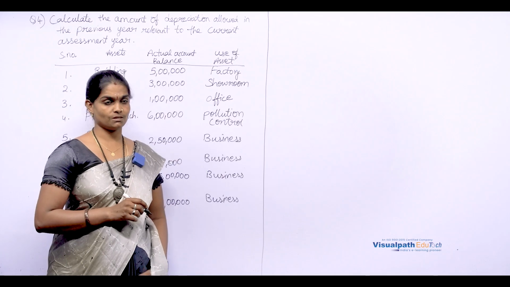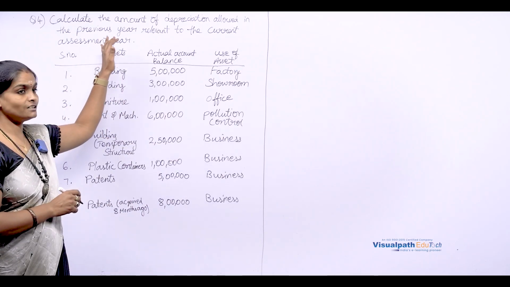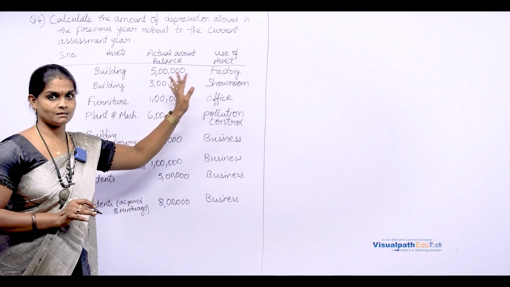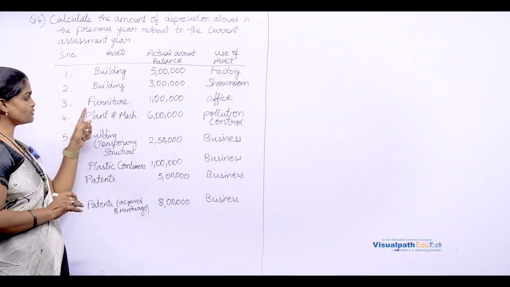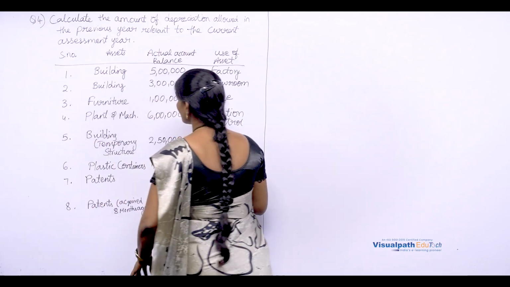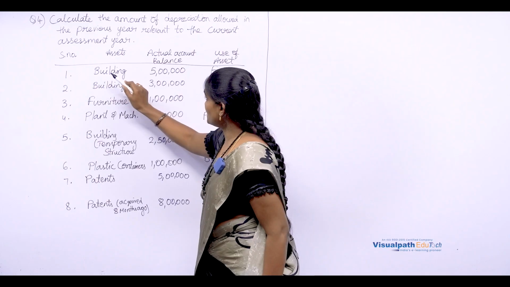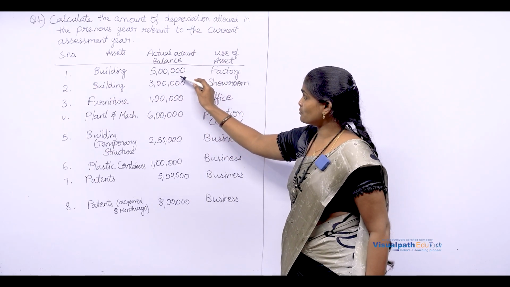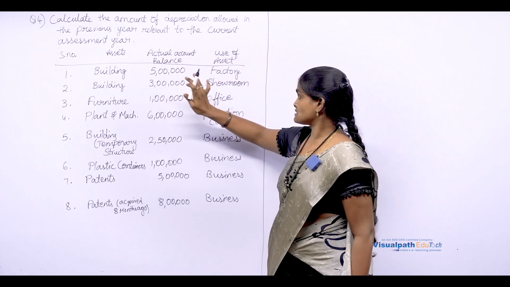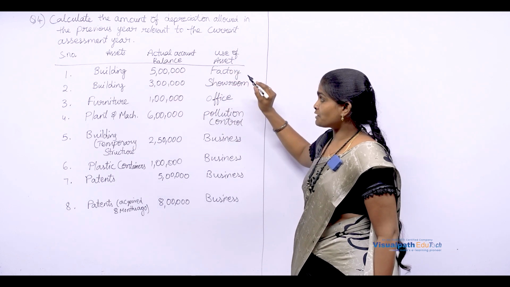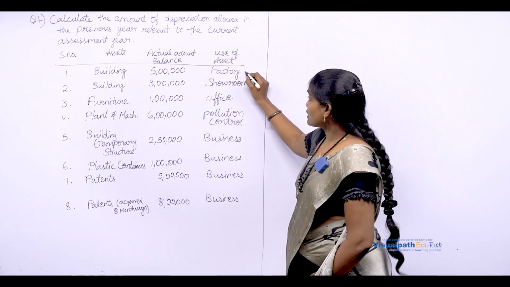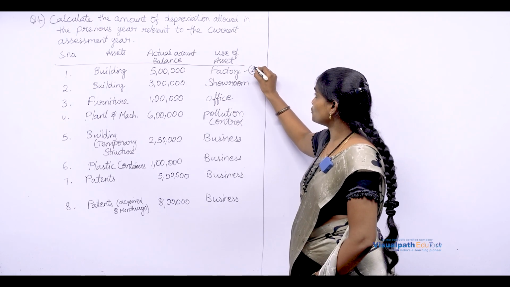The fourth question: calculate the amount of depreciation allowed in the previous year relevant to the current assessment year. Now, here is some information about the assets and their usage. Clear? First, building. The written down value, the opening balance, is 5 lakhs, and it is used for factory purpose. When it is used for factory purpose, it comes under block 2.